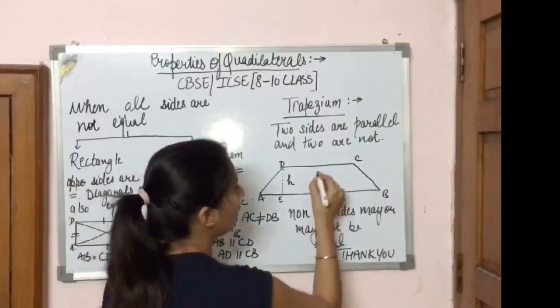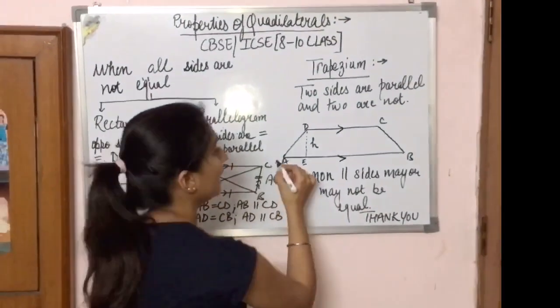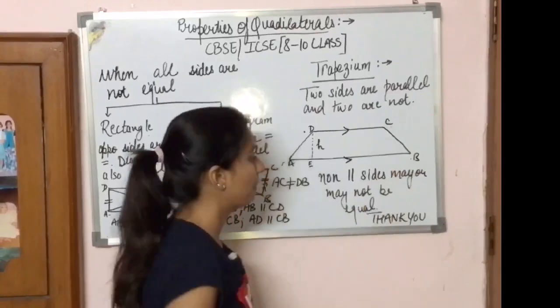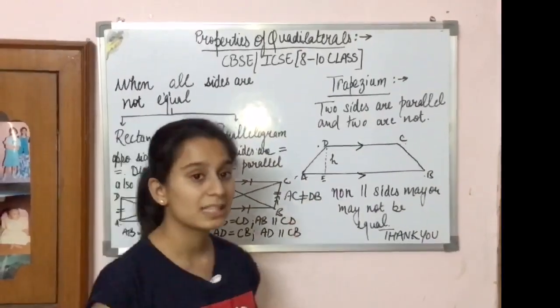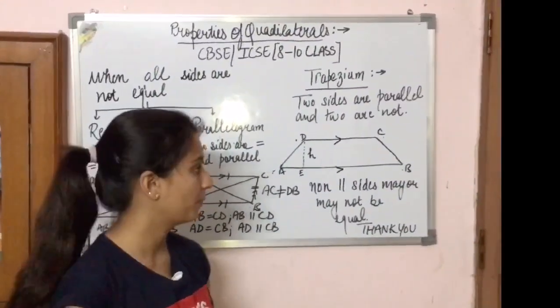Okay? However, these sides are not equal. They are only parallel. And AD and BC will be non-parallel sides. The non-parallel sides may or may not be equal. It depends upon the type of trapezium.